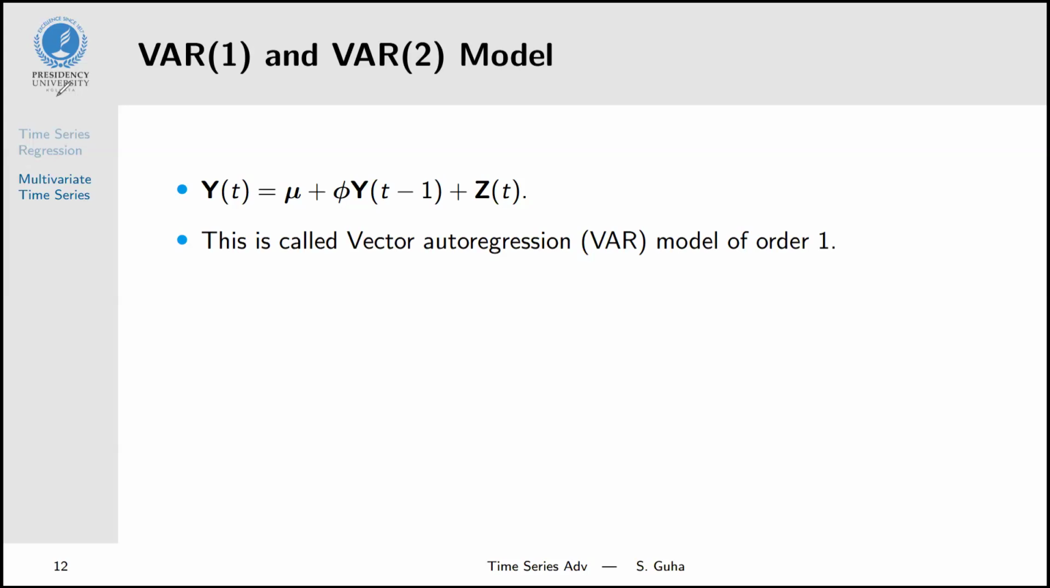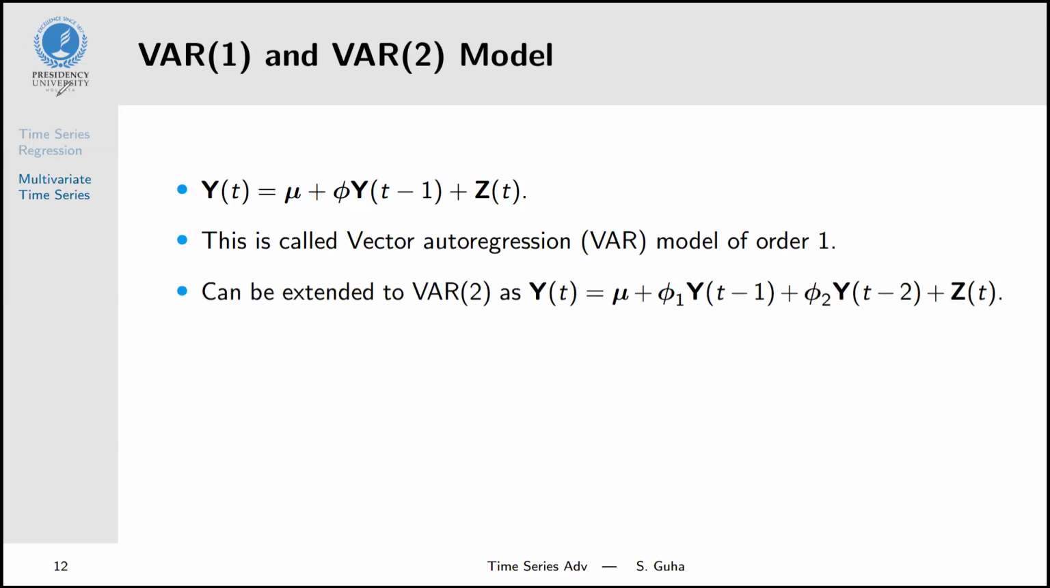So if we want to include those kinds of terms in our model, then we cannot limit ourselves to the VAR1 model, but we have to work with a higher order VAR model. So just like we have an autoregressive model of order 1, and that was extended later to an autoregressive model of order 2, similarly here also we can extend the VAR1 model to the VAR2 model, or vector autoregression model of order 2, or lag 2, same thing.